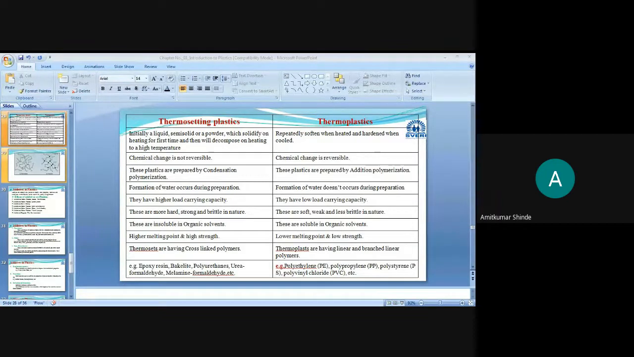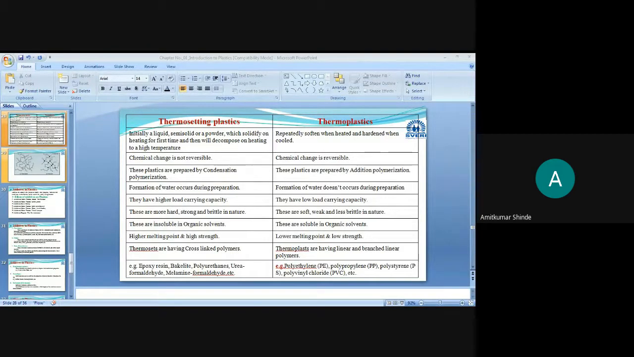Okay, that you have to write in the next point. Thermosets are having cross linked polymers, and all these 4 points, above 4 points, are the opposite in the thermoplast. They will be having low load carrying capacity, they will be soft in nature, less brittle, soluble in the organic solvents, and they will be having low melting point.